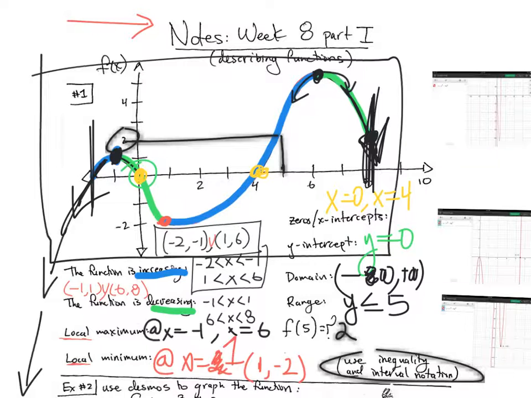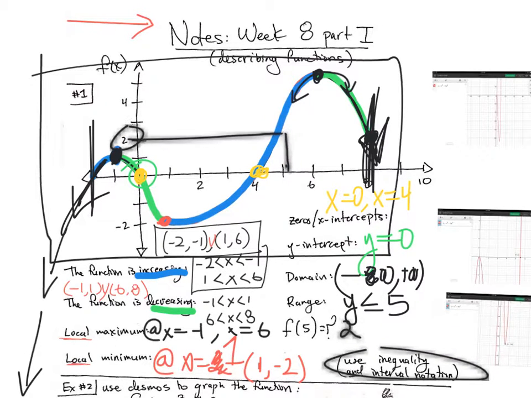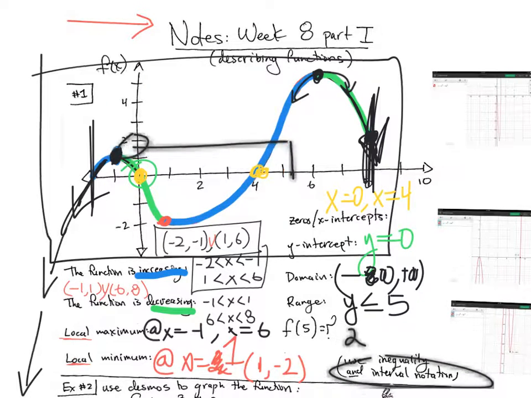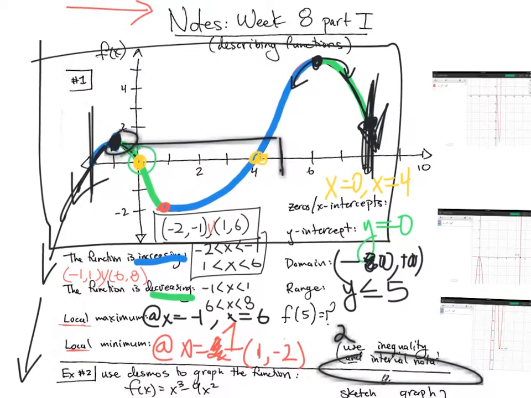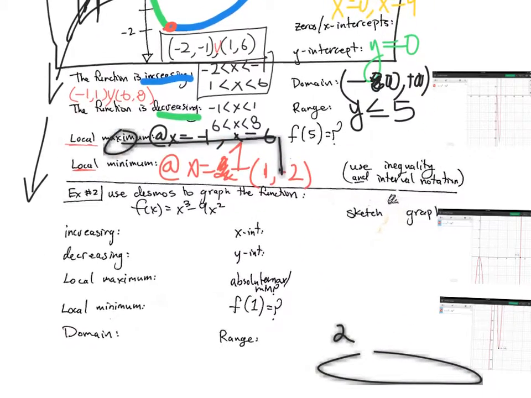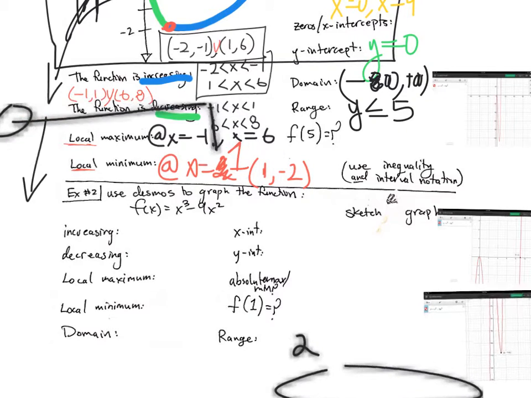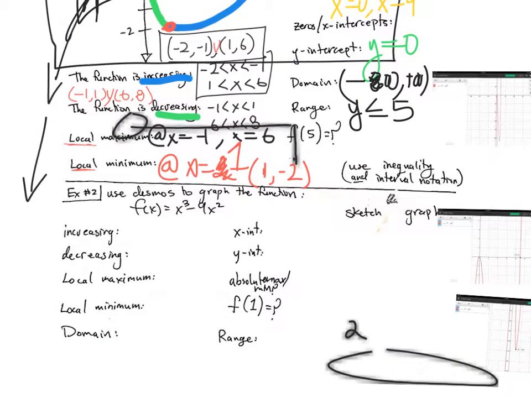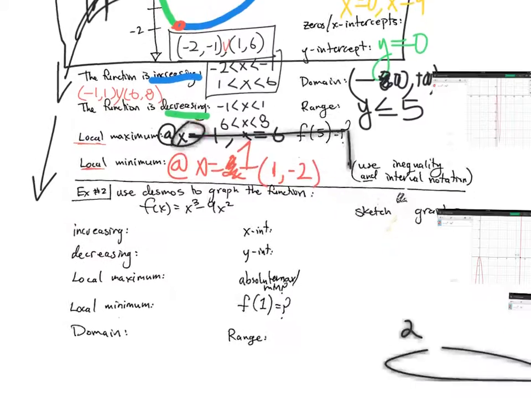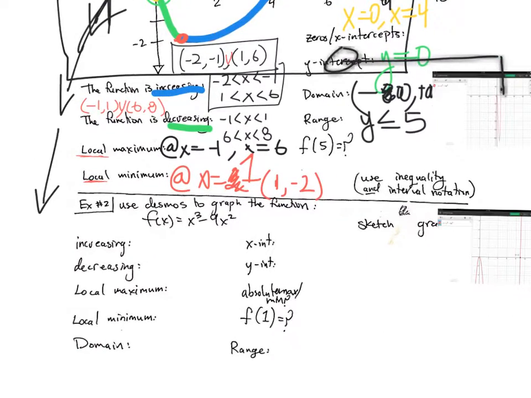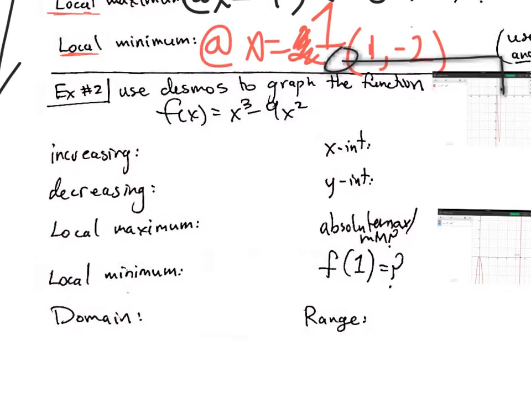So let's, oh man, we don't want that. All right, we're going to leave that here. Okay, for this next question, it says use Desmos to graph the function. In the first example, the graph is given to us, but here the graph is not. So we're going to use Desmos to actually graph this, and we're going to get something that looks like this.